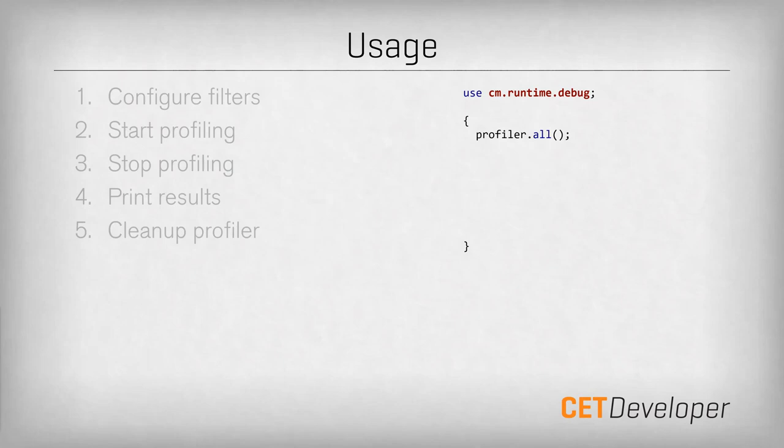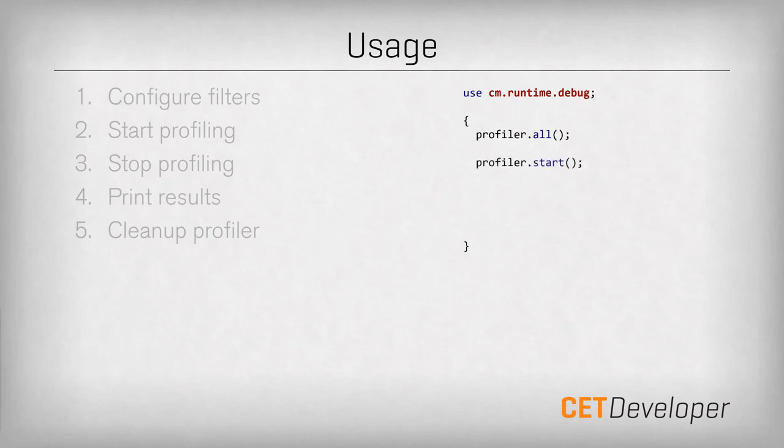Or you could work in a blacklist style where it will profile everything except what you tell it not to. This is done with the all method to say start profiling everything, and then make specific exclusions using the exclude method on the profiler. For the sake of keeping the code on screen a little bit concise, I'm going to stick with just all for now, but any of those different approaches will work just fine.